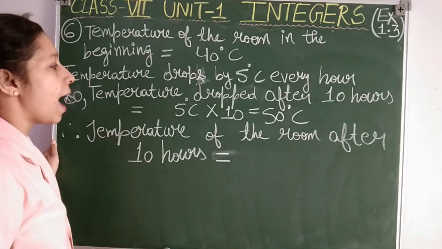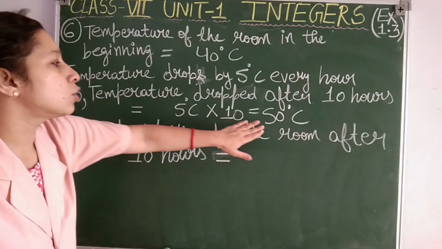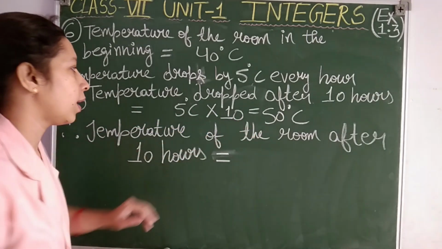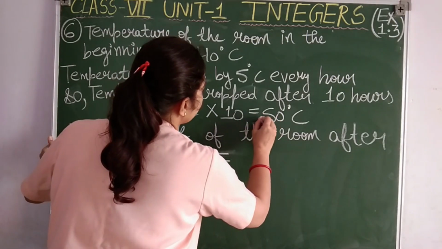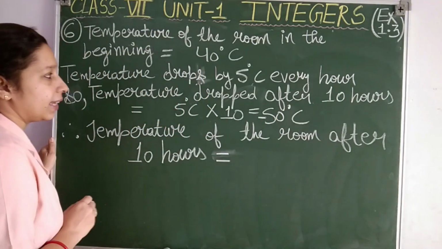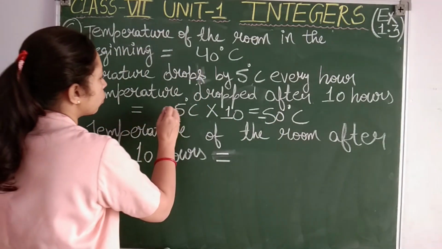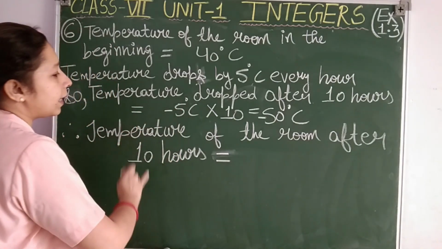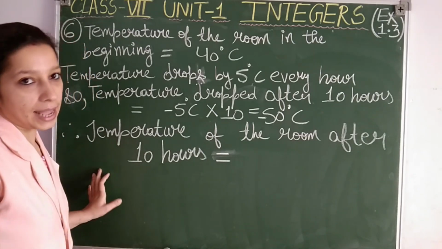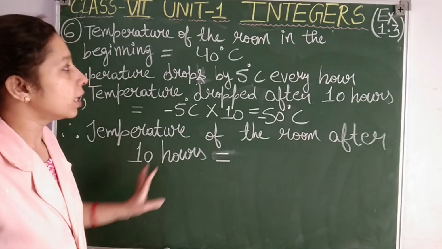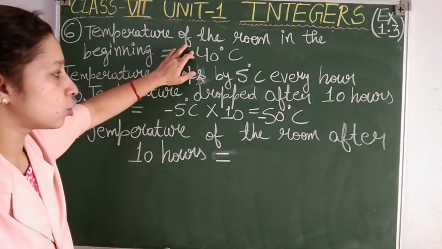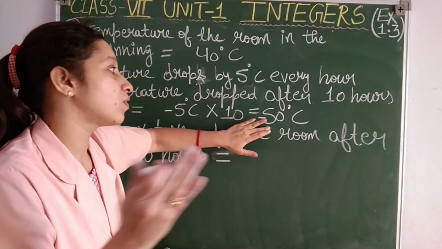Okay students, and here as it is showing a drop, you can take it as minus 50 degrees Celsius also. So here I am taking it as minus 50 degrees Celsius, and here also let us take this as minus 5 degrees Celsius. Okay, then temperature of the room after 10 hours. So after 10 hours the temperature which was 40 degrees Celsius in the beginning has now dropped to minus 50 degrees Celsius.